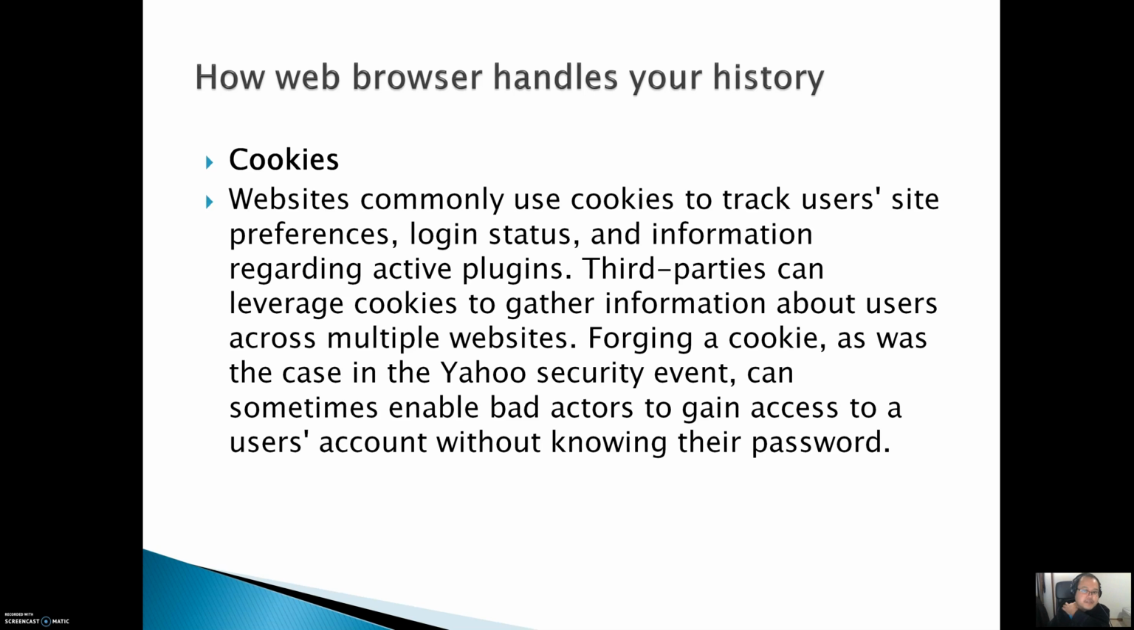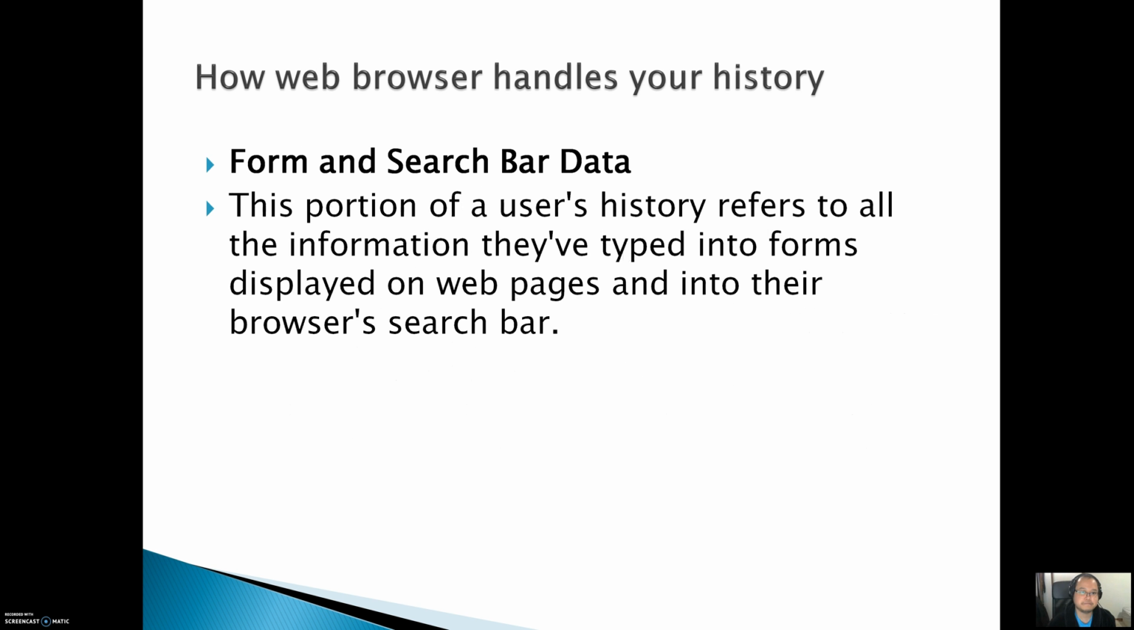Cookies. Websites commonly use cookies to track user site preferences, login status, and information regarding active plugins. Third parties can leverage cookies to gather information about users across multiple websites. Forging a cookie, as was the case in the Yahoo security event, can sometimes enable bad actors to gain access to users' accounts without knowing the password. So again, cookies are just not a part of the history of things. Your login, what kind of computer you have, what kind of software you have, what kind of browser extensions you have, and all that stuff.